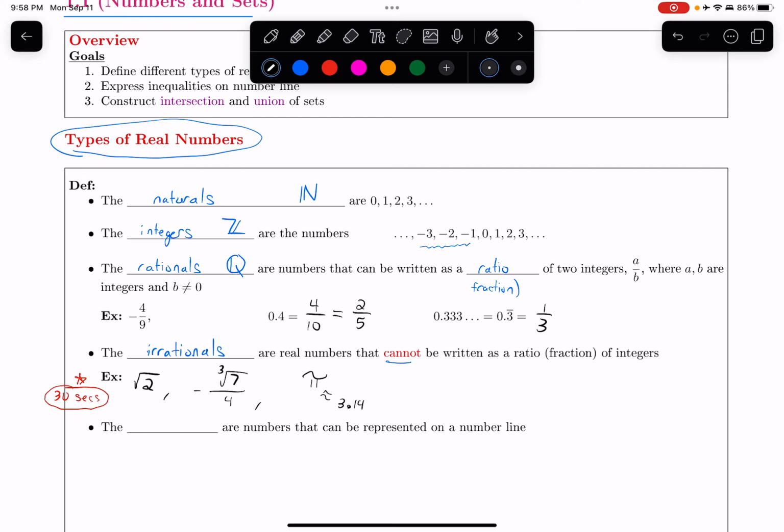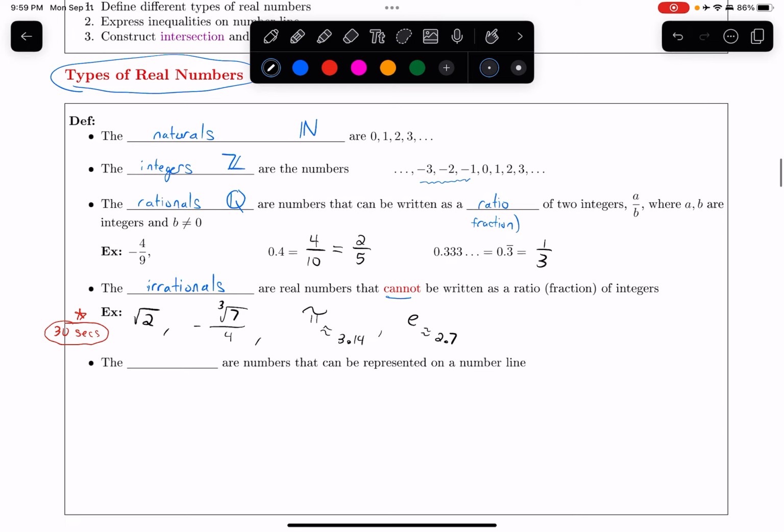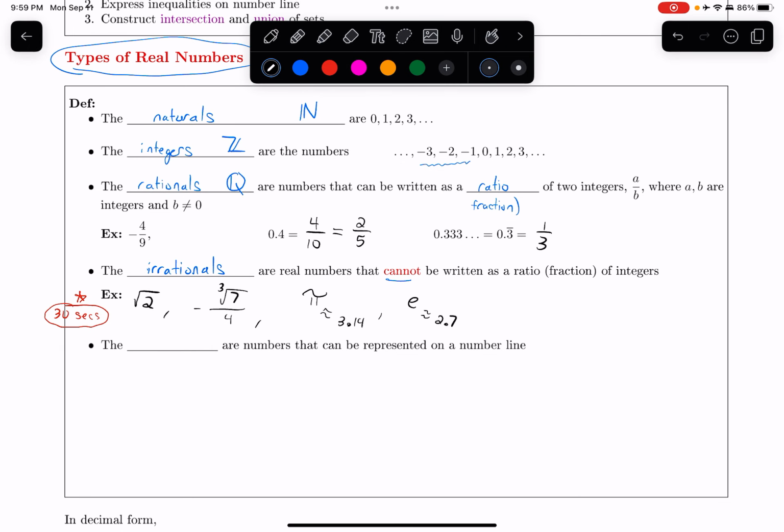Okay, another example of an irrational number is e. And e as a decimal is about 2.7. We're going to review e much later in the course, in the second half of the course. Okay, so those are examples of some irrationals. And if you put the rationals and the irrationals together, we get the reals. And the symbol for the reals is a capital R with an extra vertical line next to that first one.